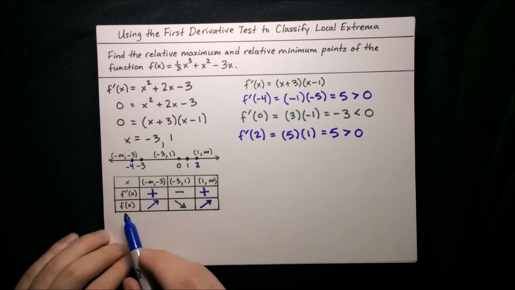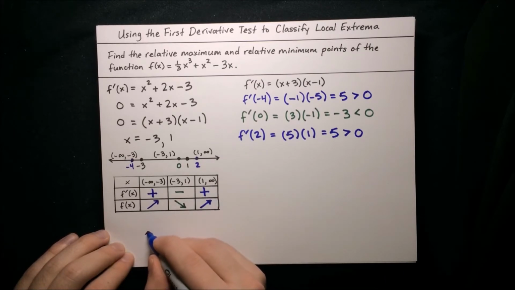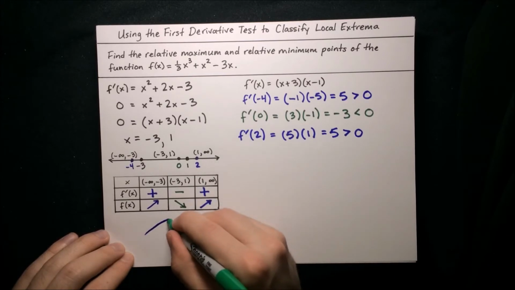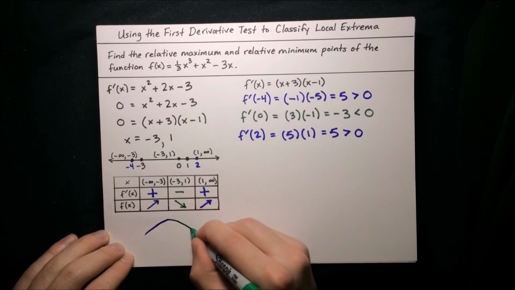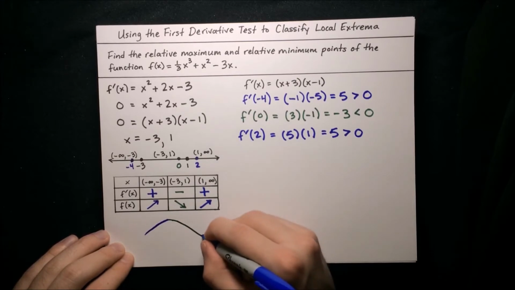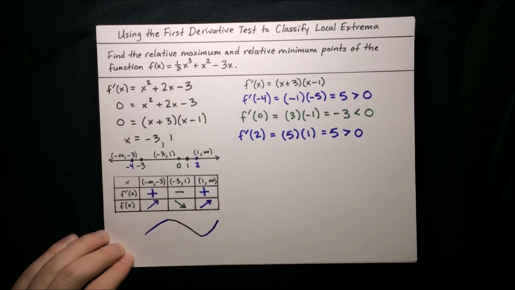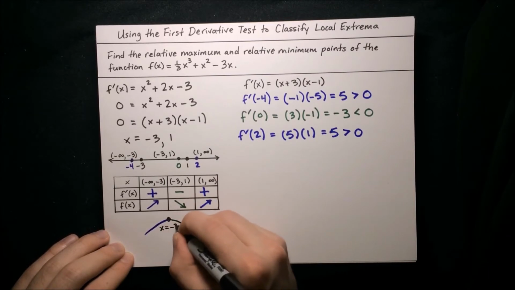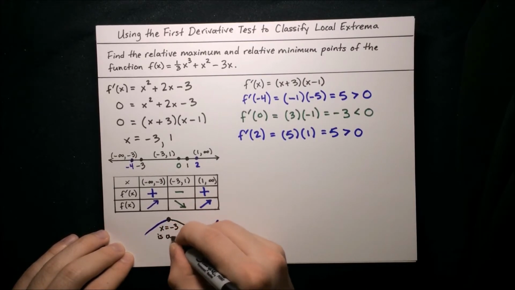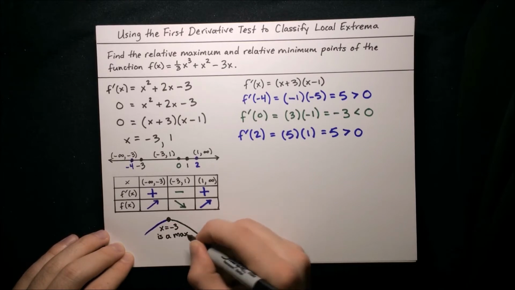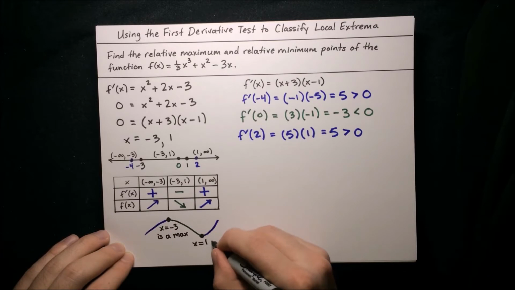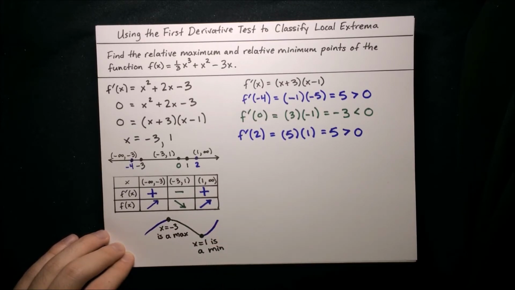So our function f of x looks something like this. It's increasing up until x equals -3, and then it's decreasing up until x equals 1, and then it's increasing again. So we see that x equals -3 is a maximum, while x equals 1 is a minimum. So we can write down our final answer.